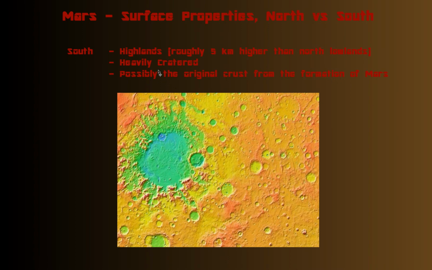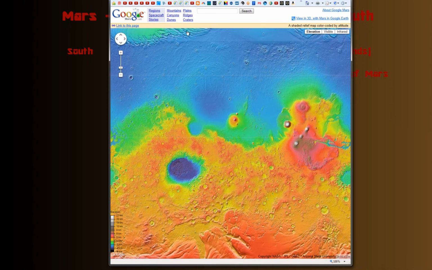The southern highlands are heavily cratered. This is a snapshot from that, but again, if I bring it over, look how few craters there are up in the northern parts. And there are some, but look compared to the south, they're just everywhere, and you'll have bigger ones and smaller ones.